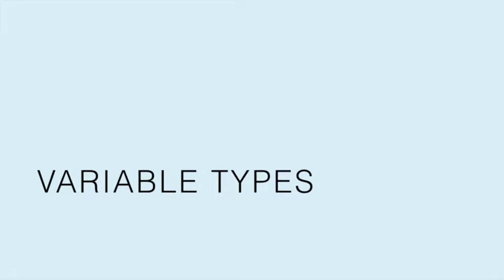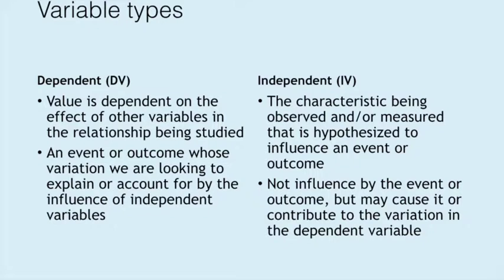Now let's talk about some variable types. So one way we can classify variables is as dependent or independent. Dependent variables are the event or outcome we're looking to explain by the influence of the other variables we're studying. So it depends on the effect of other variables.